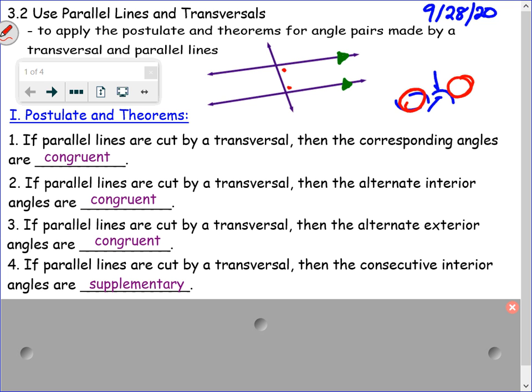You can definitely see that they are not congruent. One of these looks like it's acute, while the other one is slightly obtuse. So they're definitely not congruent. They are supplementary.